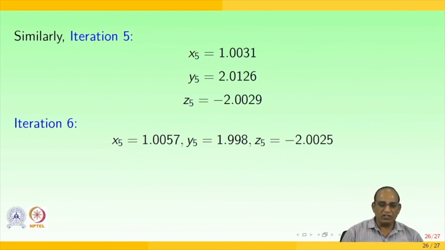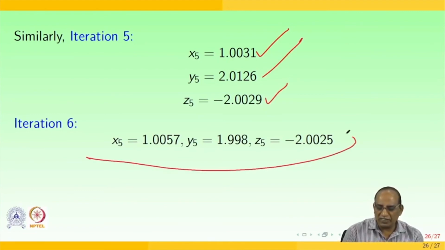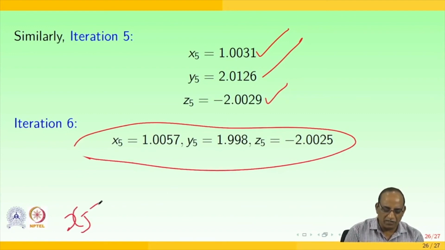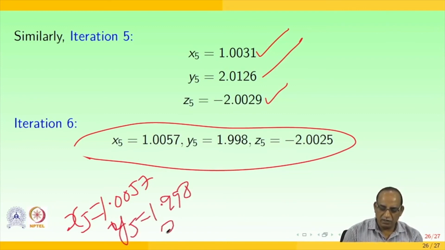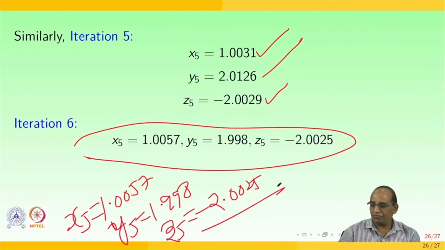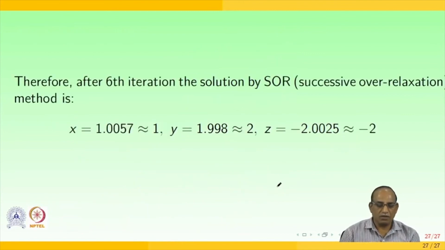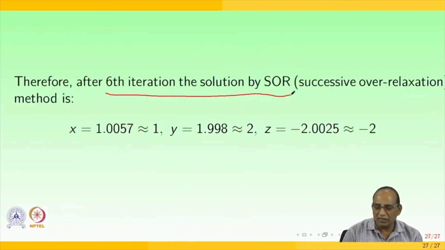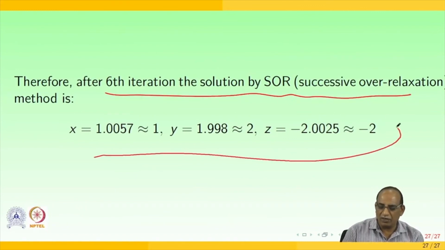Similarly, in iteration 5, you get x5 as 1.0031, y5 as 2.0126, and z5 as minus 2.0026. After 6 iterations we arrive at x as 1.0057, y as 1.998, and z as minus 2.0025. Therefore, after the 6th iteration, the solution of the SOR successive relaxation method will become like this.